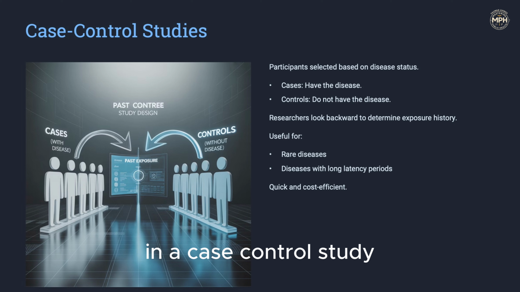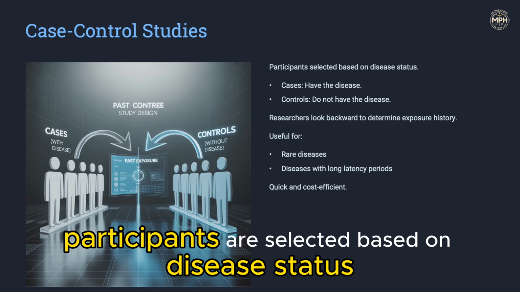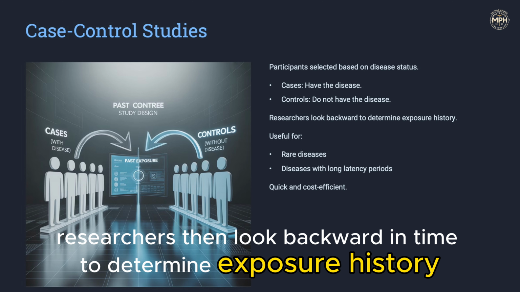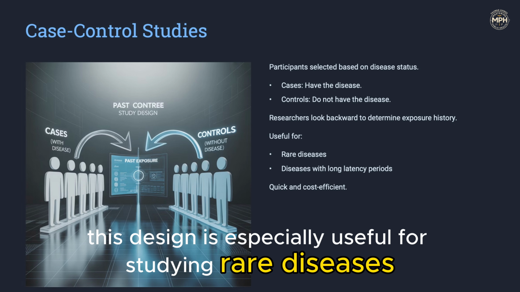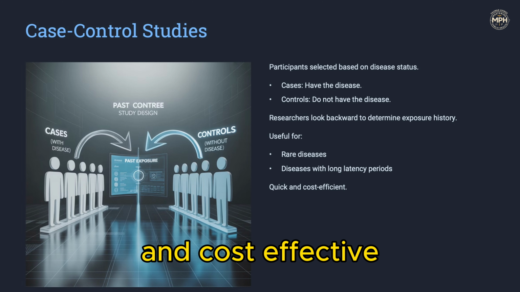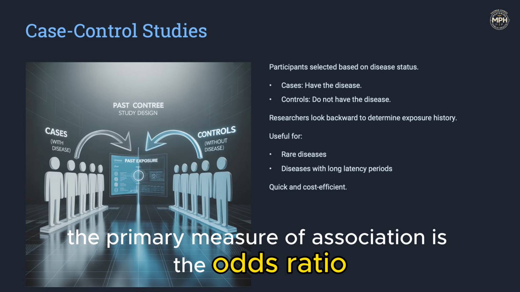Case control studies. The first design is the case control study. In a case control study, participants are selected based on disease status. Cases have the disease, controls do not. Researchers then look backward in time to determine exposure history. This design is especially useful for studying rare diseases, diseases with long latency periods, and when the study needs to be fast and cost-effective.